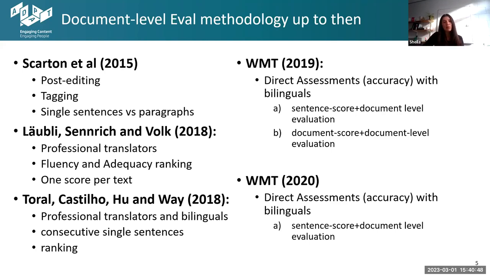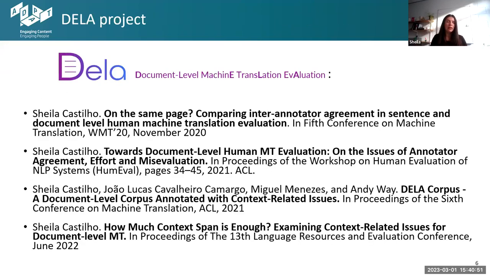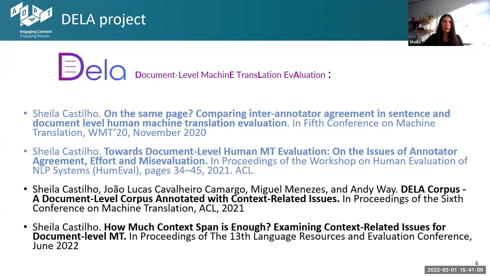That's when I started with my project called DELA, Document Level Machine Translation Evaluation, that ended in September last year. So I am going to talk about a bit of the work that we have, the results that we had. These are some of the publications that we have. I'm going to talk about these first two together because they were more experimental, where I was trying to figure out what is the best methodology to have document level evaluation, human evaluation at the document level.